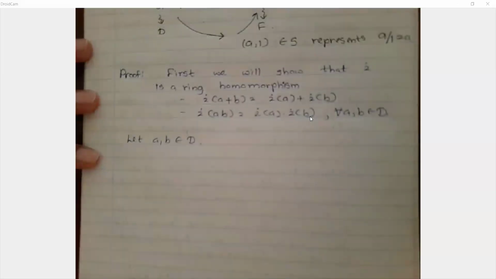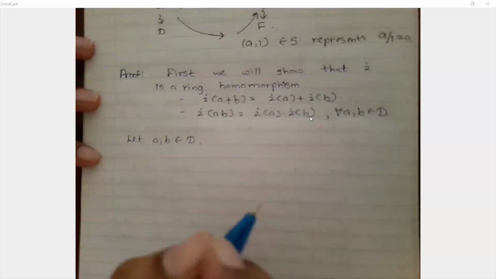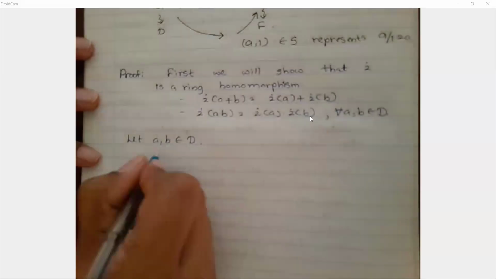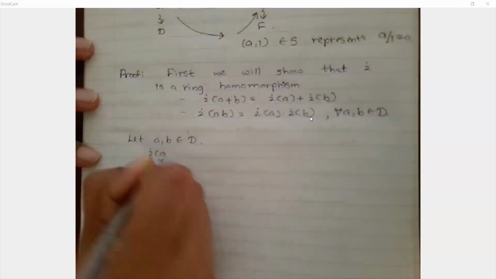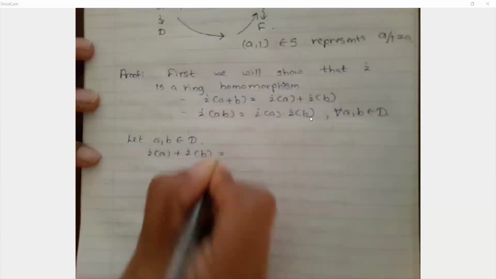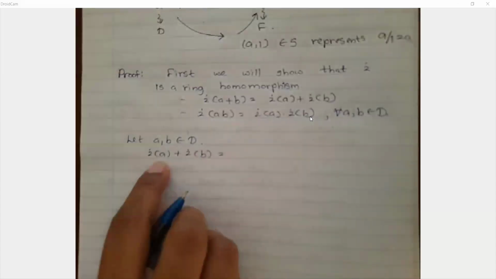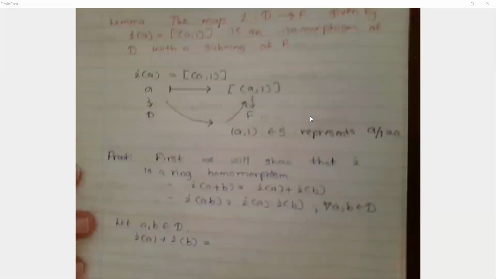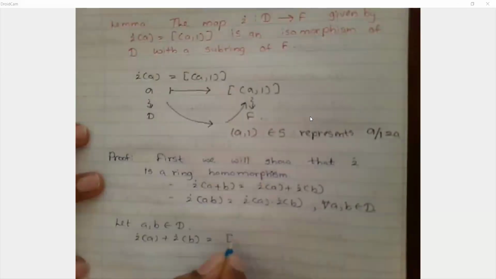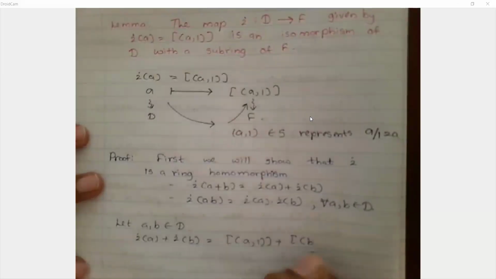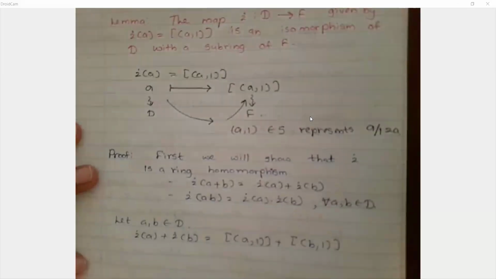Now to prove the first condition, let's take A, B to be elements in D. We take A and B to be elements in D. Let's calculate I of A plus I of B. I of A, by definition of this map, is given by this equivalence class of the element A1, plus B1, this element, the equivalence class of B1.